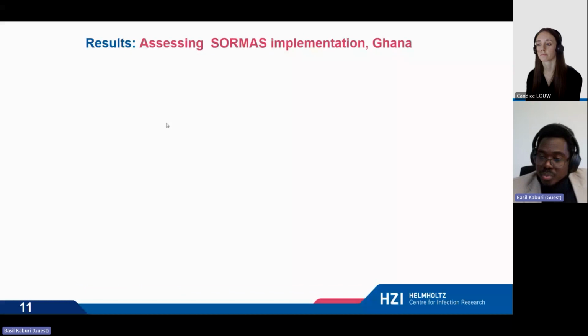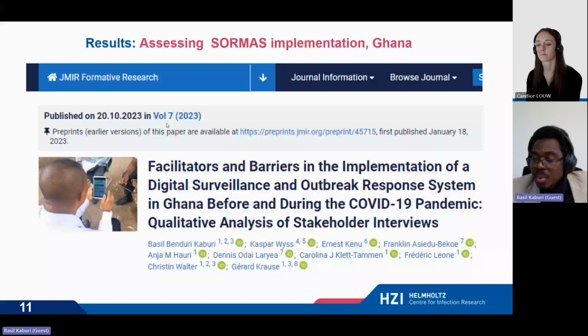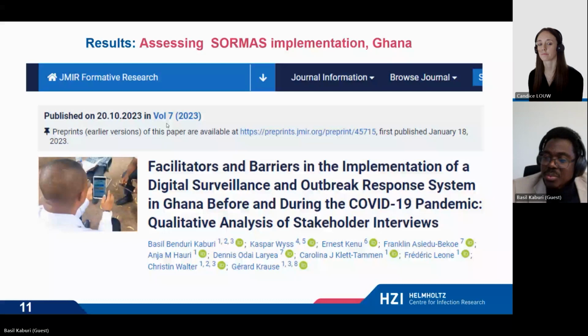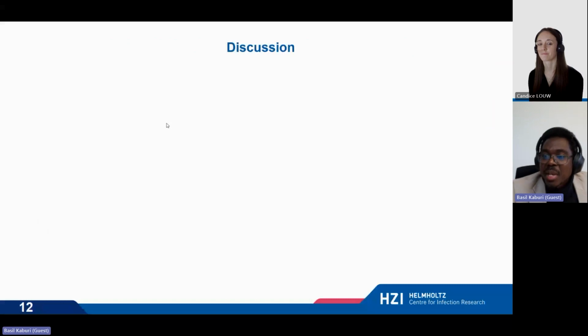Now to the publication that emanated from this research. You can have some more details if you are motivated enough to. And here you also have some quotations of their personal experiences of the use of SORMAS, and some are very uplifting. There are a few that you may sympathize with because of their motivation to use the system and how they get a bit frustrated sometimes because of internet issues.